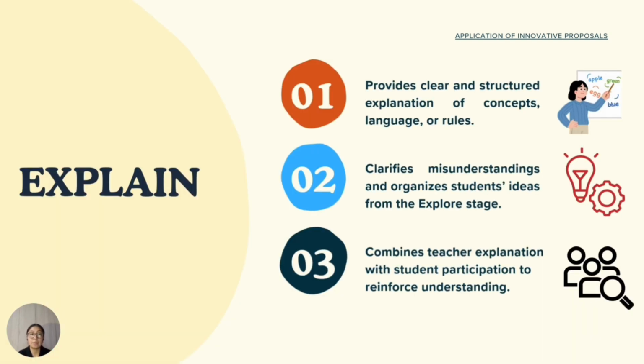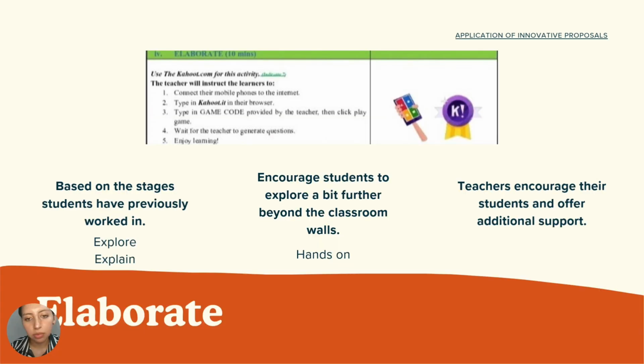Then we have explain. In this stage, the teacher gives a clear explanation and organizes students' ideas. It helps clarify misunderstandings and introduce correct concepts. So, these stages help students get interested, explore ideas, and understand the topic.